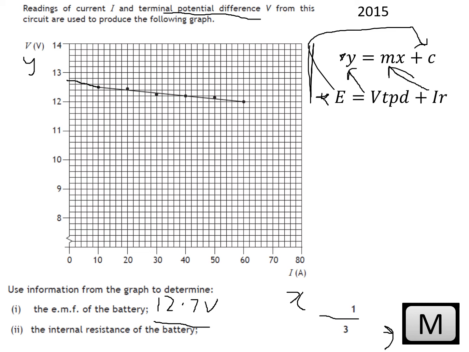The internal resistance of the battery, well, I know from here that I is the x-axis, so internal resistance must be given by the gradient.